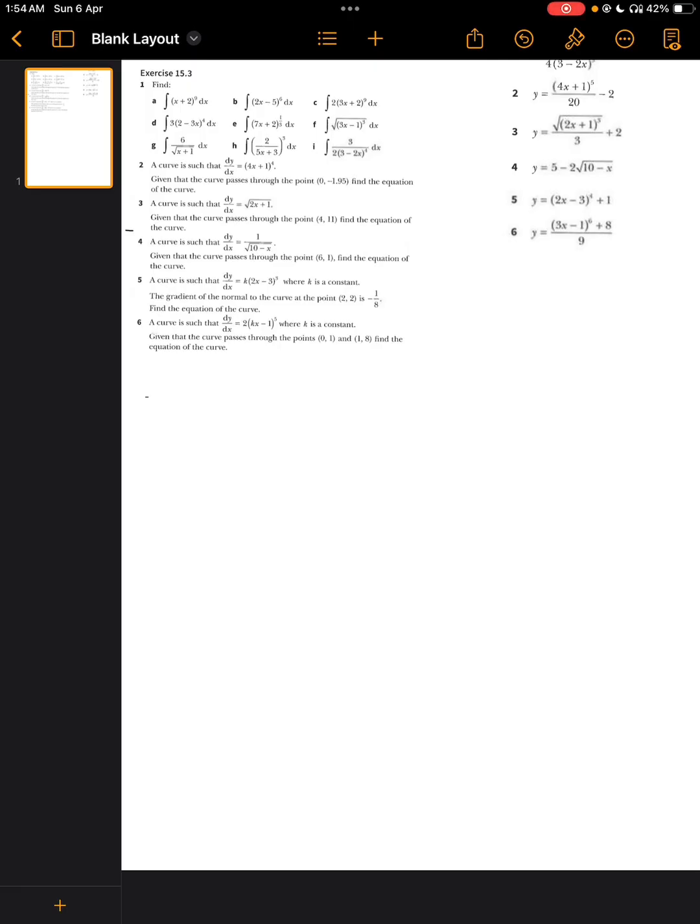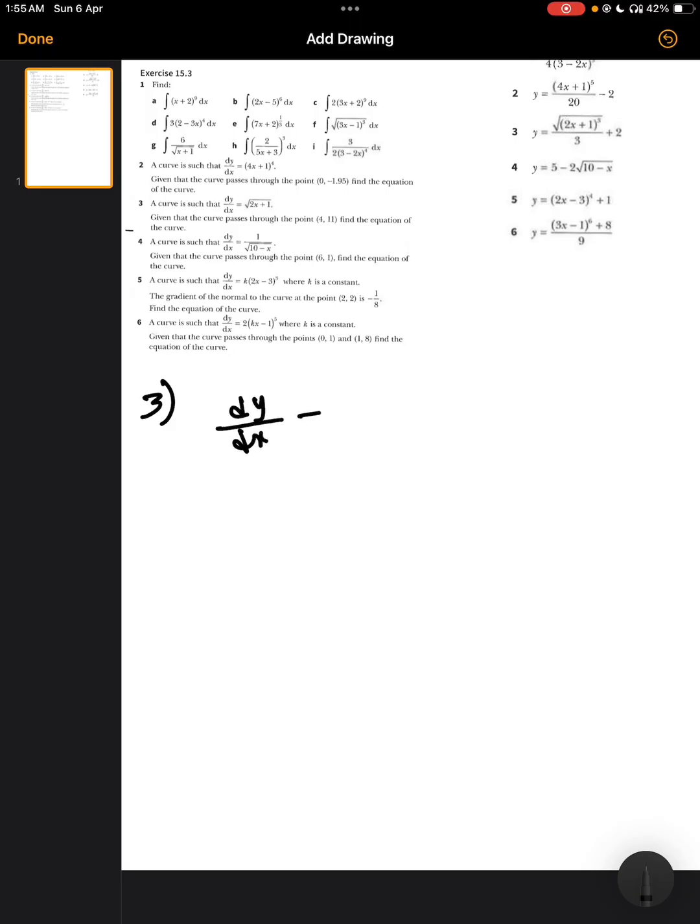Okay, guys, now question number 3. A curve is such that its differentiation result has been given here. Given that the curve passes through point 4, 11, find the equation of the curve. Okay, pretty simple one. So the given differentiation has been given as (2x plus 1) to the power 1 by 2. Now I'm taking the integration sign on both sides.